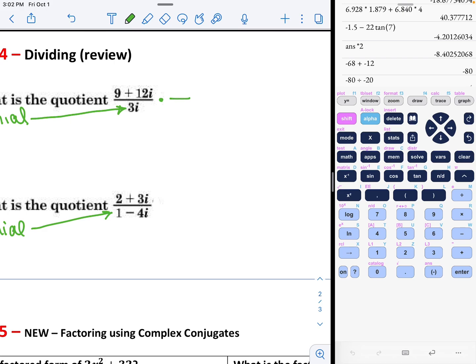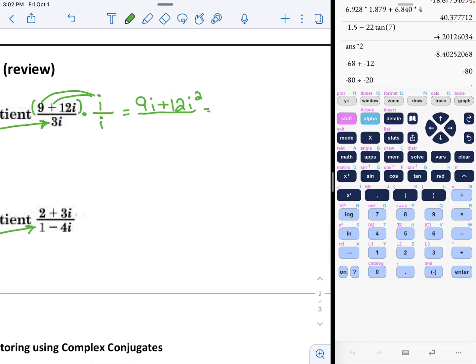For this one, remember, i is technically the square root of negative 1. You cannot have a square root in the denominator. So to eliminate it, when it's a monomial, you're just going to multiply by i over i. Let's take care of the numerator first. That's going to be 9i plus 12i squared. I am going to continue working out the numerator. Please remember that's really a positive 12 times a negative 1, so it's really just a negative 12. So on the top I have 9i minus 12.